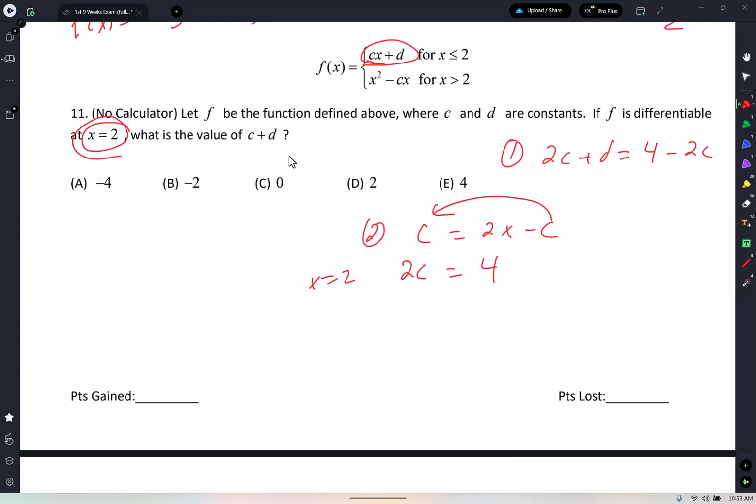Focus, miss. Focus, focus. Is everyone okay so far?